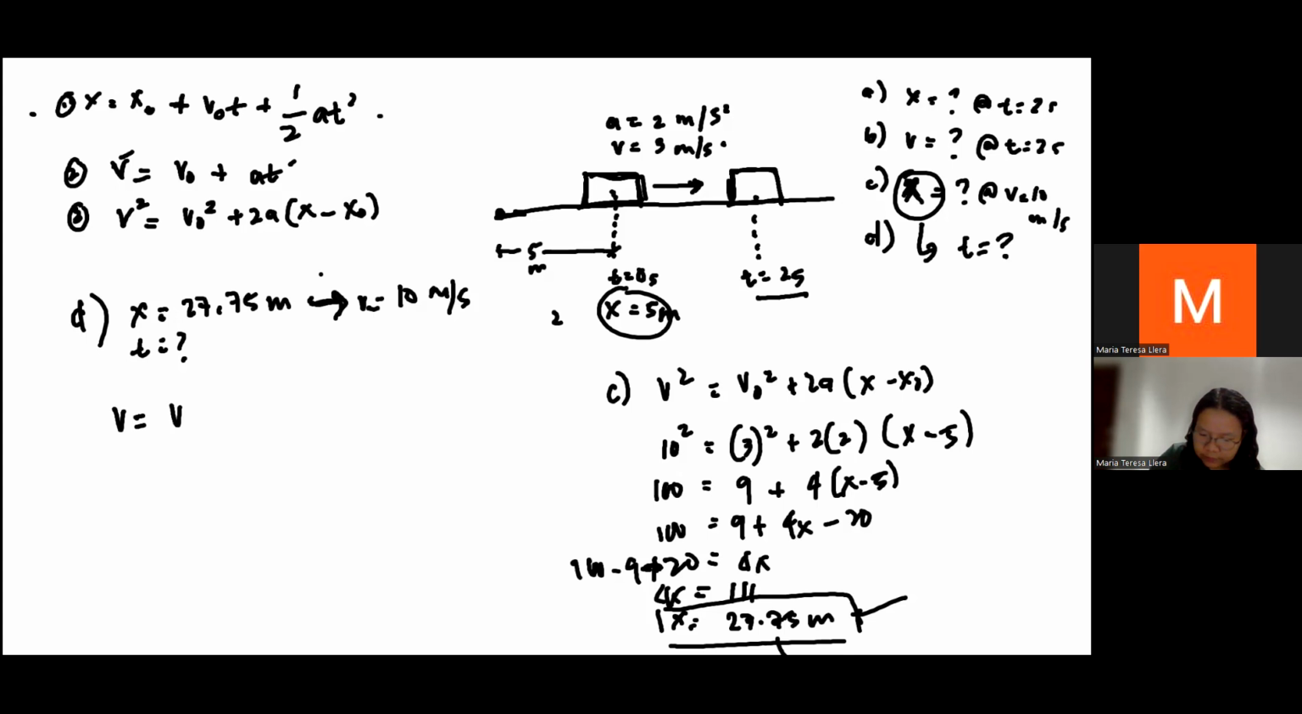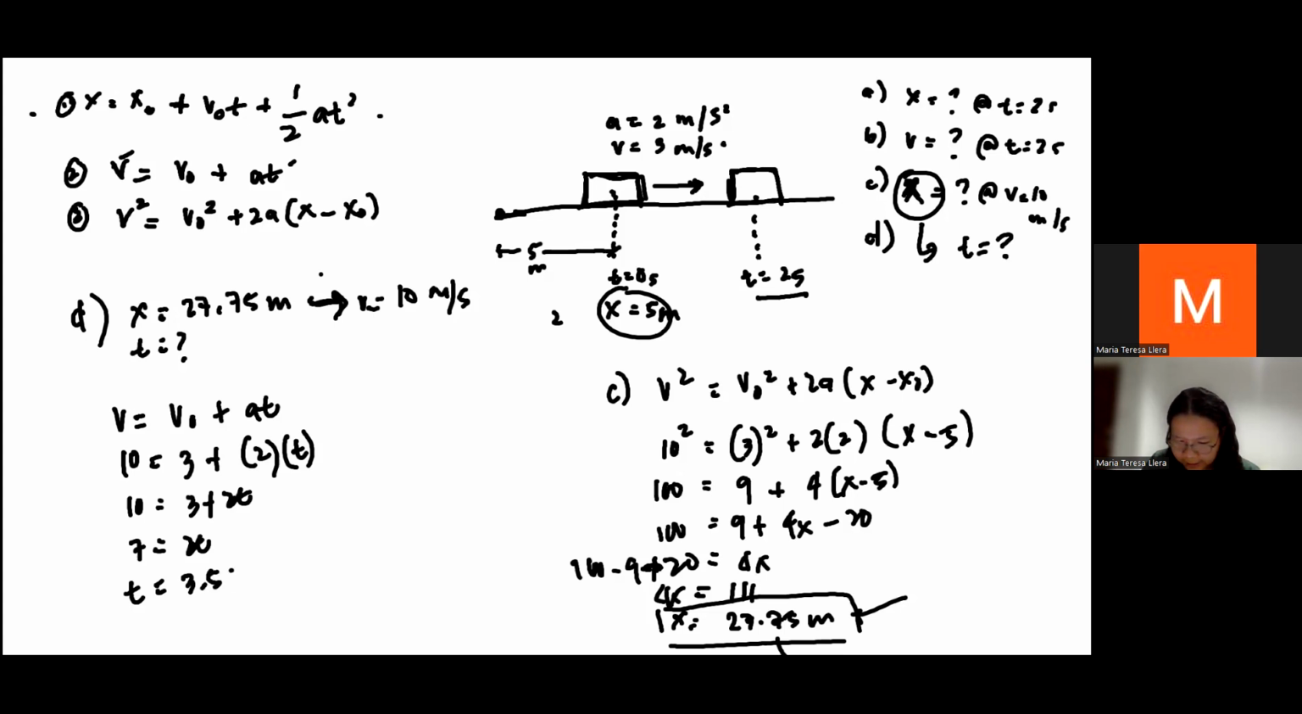So again, at x equals 27.75 meters, although this is not explicit, you just know that at this distance, the velocity is 10 meters per second. V naught is 3, plus acceleration is 2 times time. We're being asked for the time. So 3 plus 2t equals 10, so 7 equals 2t. So time is actually 3.5 seconds. Okay?